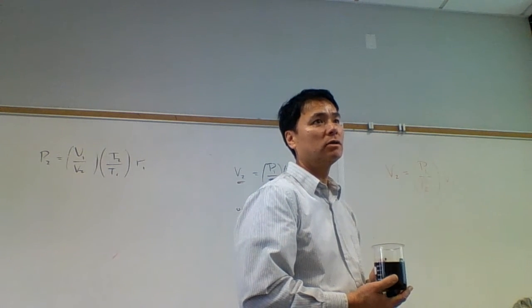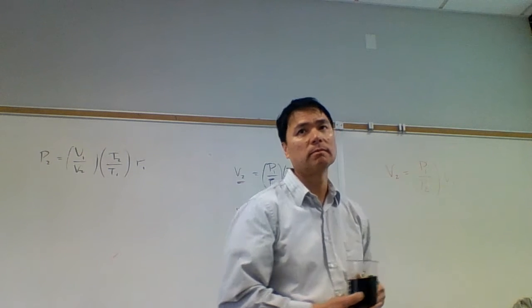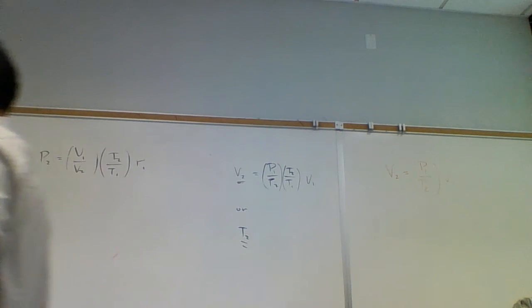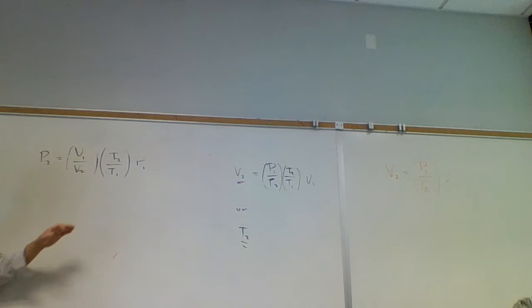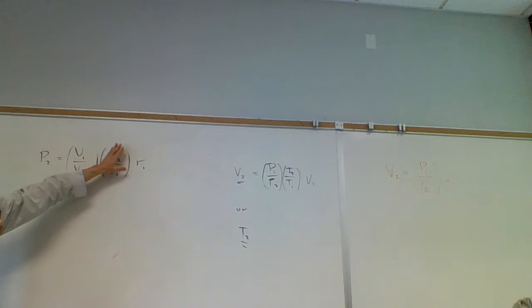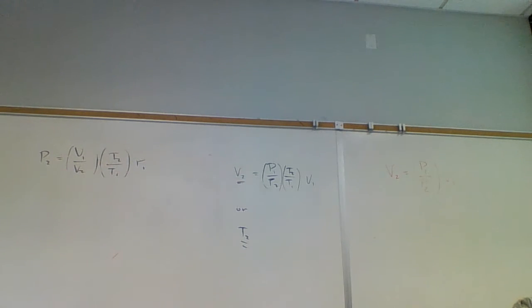And so for Charles' law to work, pressure must be constant. For Boyle's law to work, what must be constant? Temperature. Temperature's got to be constant for Boyle's law to work. Otherwise, this doesn't drop out. We'd have to use the combined gas law. And so when we look at Boyle's law, there's a restriction.